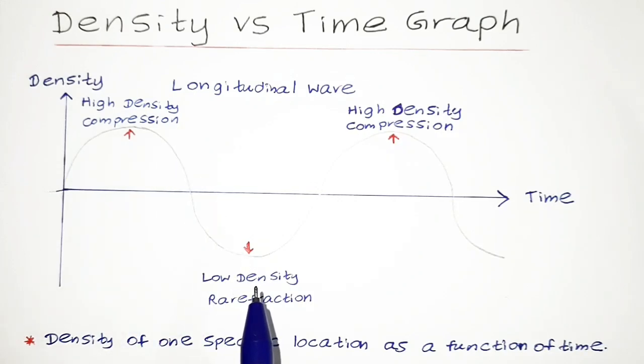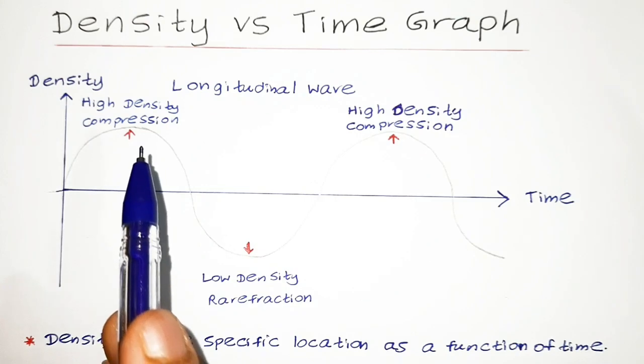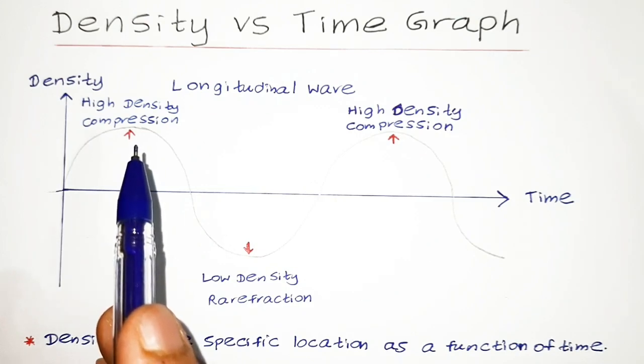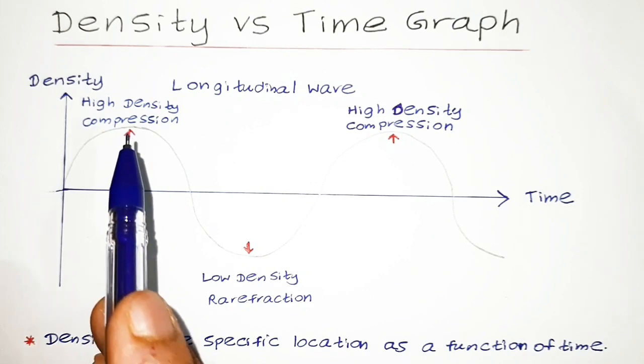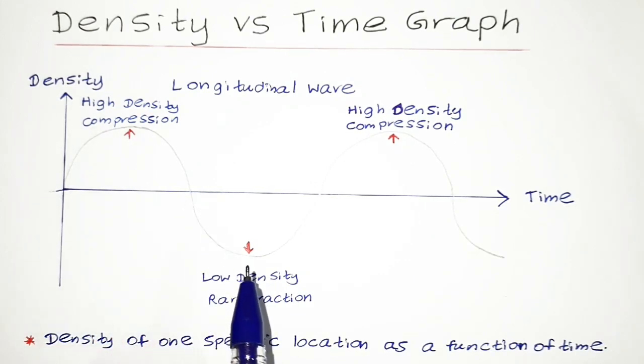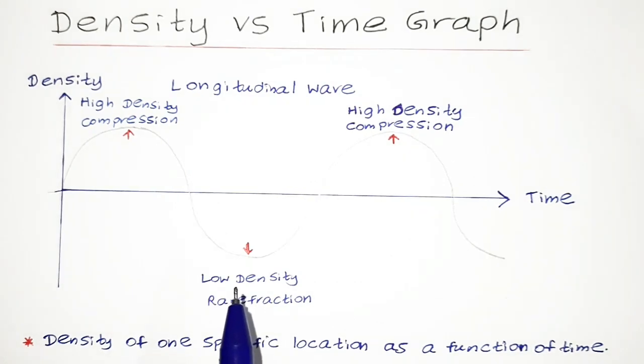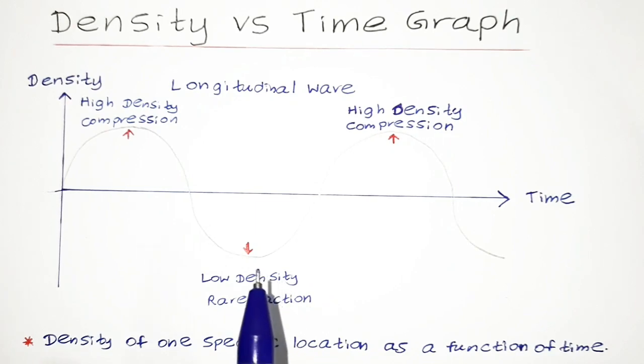What are these points? The high density point is a point where the particles are compact to each other. This is termed to be a compression. And the low density point is a point where the particles are far apart from each other. We term this as a rarefaction. So why would we obtain a sine curve? The sine curve obtained here is due to the density of one specific location or point of the longitudinal mechanical wave as a function of time. Here we won't have crests and troughs, but we would have compressions and rarefactions.